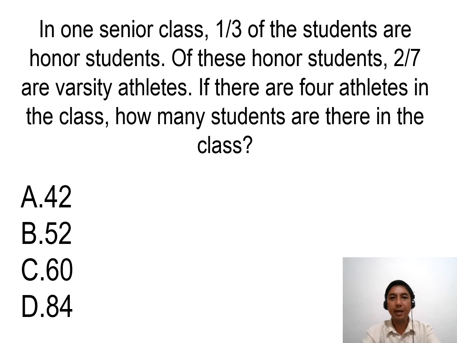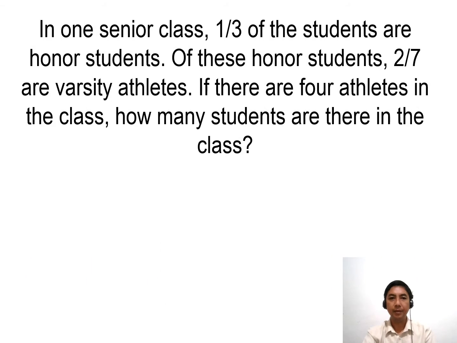In one senior class, 1/3 of the students are honor students. Of these honor students, 2/7 are varsity athletes. If there are 4 athletes in the class, how many students are there in the class? So the answer to this problem is letter A. Now, how did we get 42? So this is now the solution.